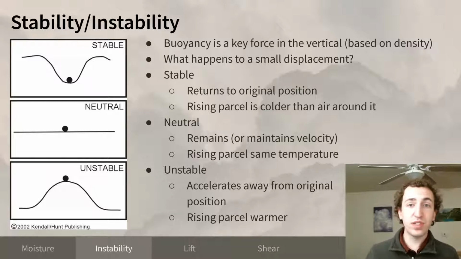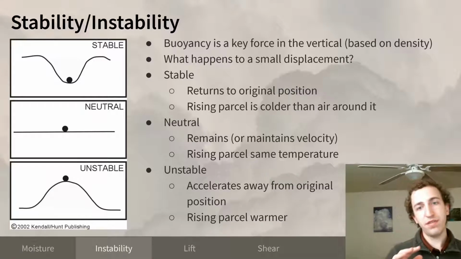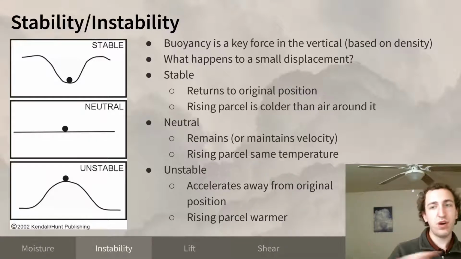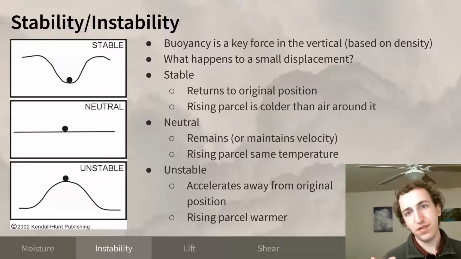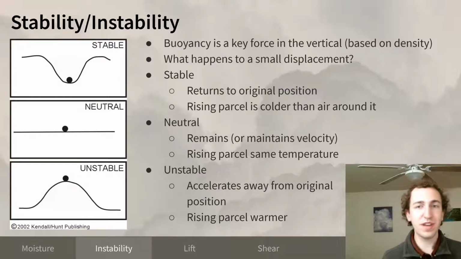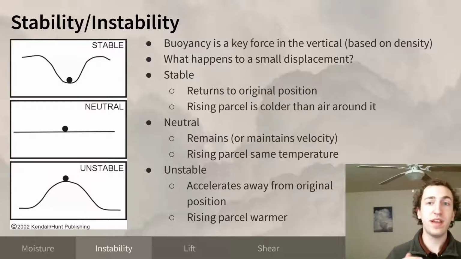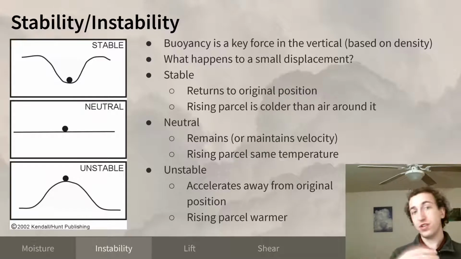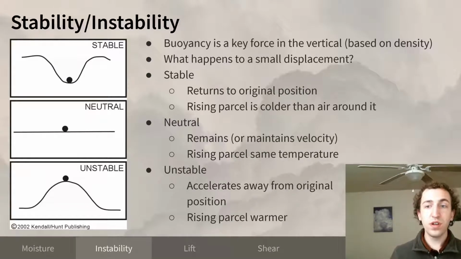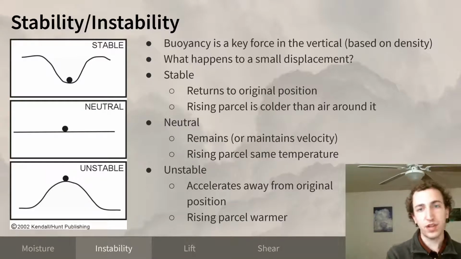Then we get to stability or instability. And stability is really the idea of what happens when you have a small displacement to a force. That's its general physics perspective. And when we talk about meteorological stability or meteorological instability, buoyancy, the vertical, is the key thing that we're typically talking about here. And that is really a function of density. So what does that actually look like in the atmosphere for what we talk about, stable, neutral, and unstable?